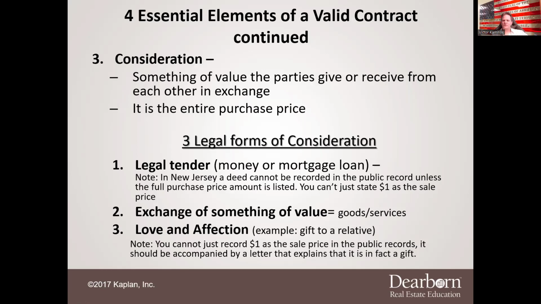So somebody can give you a gift of real estate because maybe you're family and they love you, right? Now, in New Jersey, in order to record a deed in the public records, you have to state what the full purchase price was. But in the event of love and affection, you could put down $1 as long as it's accompanied by a note that says, in fact, that this was a gift. And in tax records, sometimes you see that as well, that it may be listed as a $1 sale. That may be because there was no exchange. It was just a modification to the ownership. Maybe somebody was removed or their name was corrected.